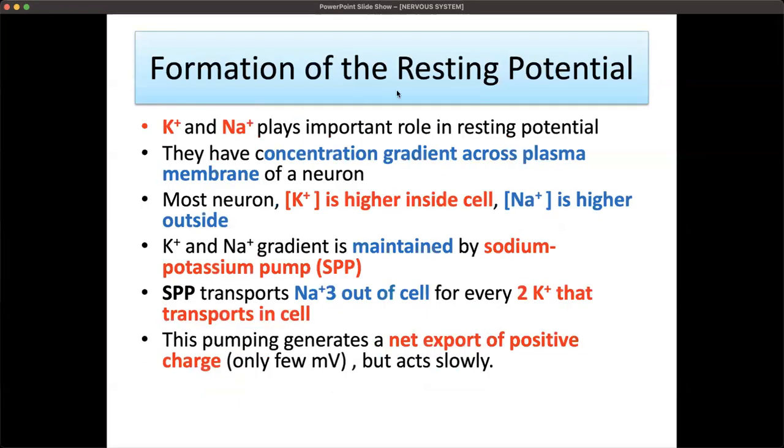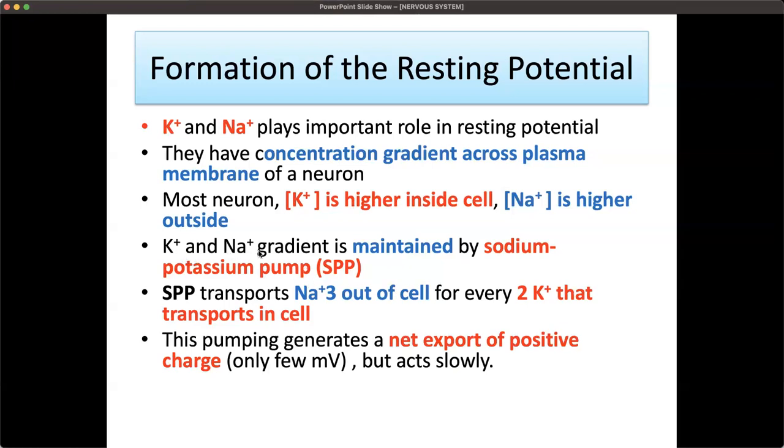Next is the formation of the resting potential. How are you going to create the resting potential of the neuron? Over here, potassium and sodium play a really important role in resting potential. Always remember, resting potential means no stimulus is received by the neuron. They have a concentration gradient across the plasma membrane of a neuron because there's a difference in charge between inside and outside. Meaning the charge inside and outside is not the same. In most neurons, the concentration of potassium is higher inside the cell, whereas sodium is higher outside. Sodium is high outside, potassium is high inside.